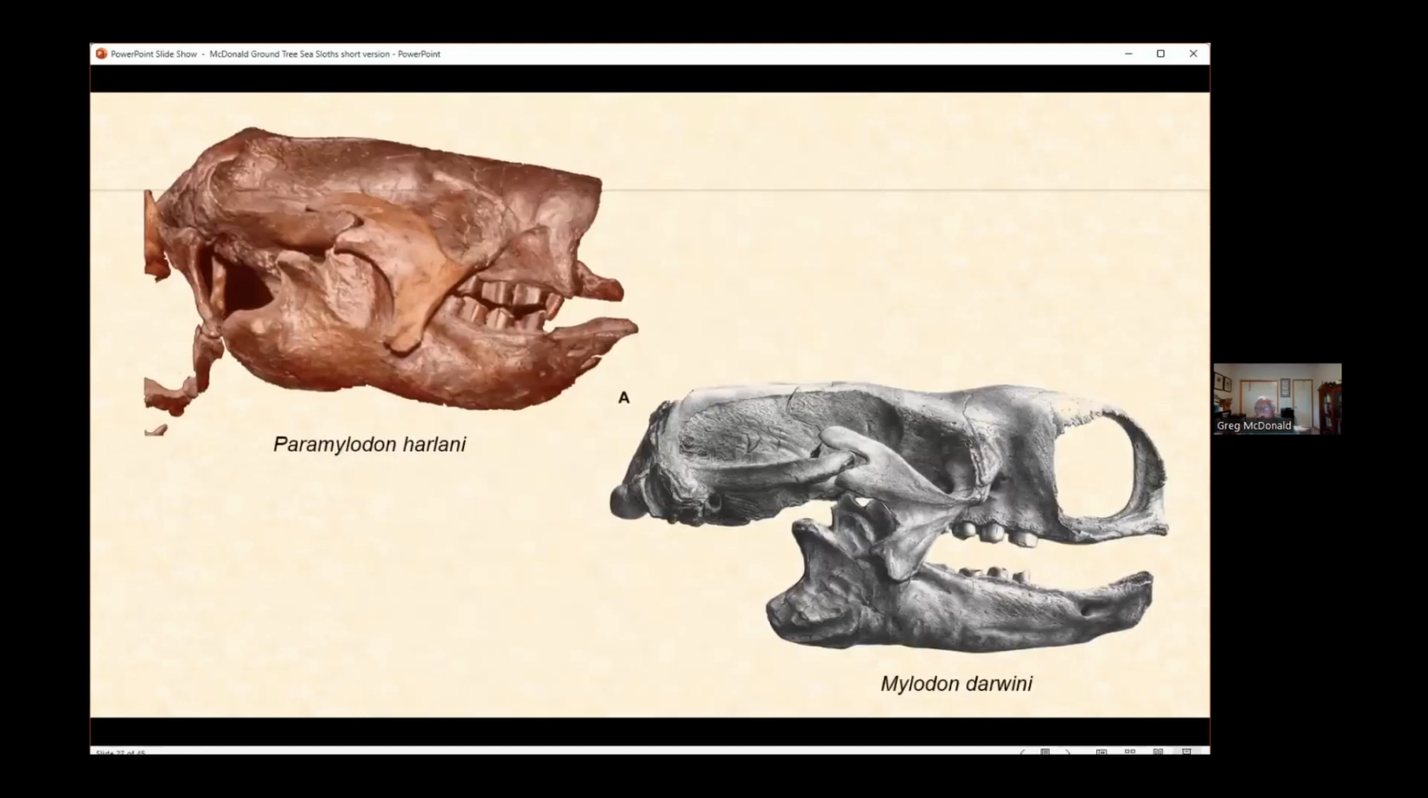And just to show you how different some of these sloths are, here's our North American Paramylodon. Here is Mylodon darwini. And one of the different characteristics you can see is the forming of this arch in the nasal here, but they still have the flat crushing teeth here. And of course, that distinctive flange for the masseter muscles to attach there for chewing.